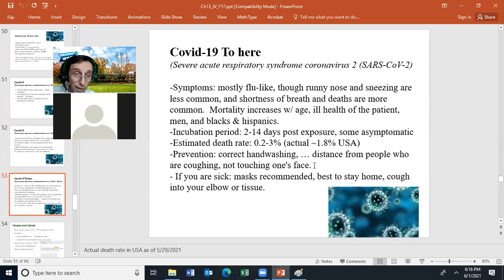And of course, the best way to prevent the spread of coronavirus is to get vaccinated. That wasn't possible until fairly recently, but it is possible now. If you're sick, you should always wear a mask so you don't give the coronavirus to someone else. It's best to stay home when you're sick and cough into your elbow or into a tissue, and then wash your elbow and throw the tissue away.